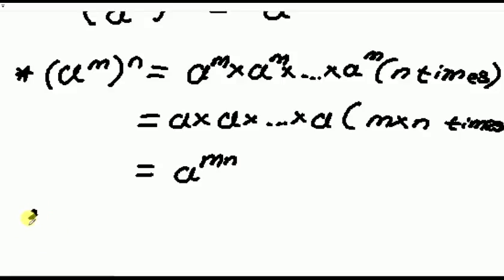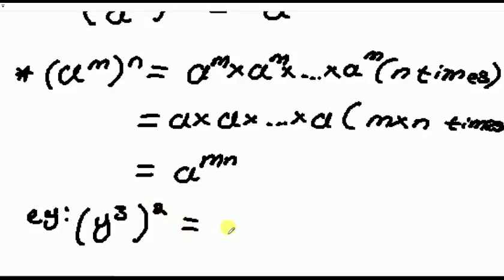Let me give you an example. An example would be y to the power 3, all to the power 2, is equal to y to the power 6, since you're multiplying these two, the power 6.